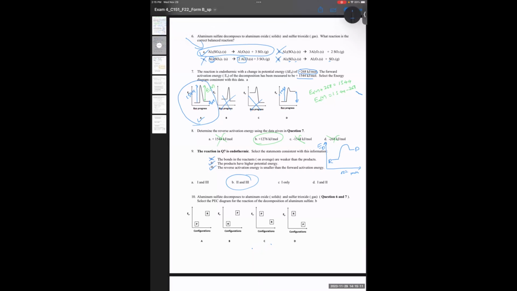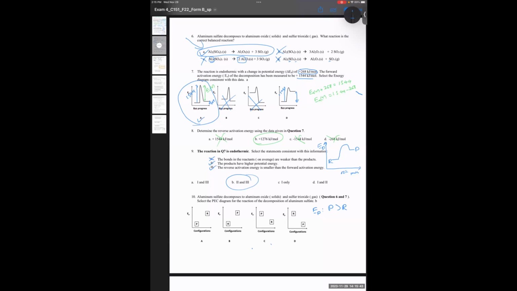So, all right, the PEG diagram. You're breaking bonds overall, right? Because we are going from one compound to 1, 2, 3, 4 compounds. So this needs a net breaking of bonds. If you're breaking bonds, energy must be absorbed. So that means products have a higher potential energy than the reactants.